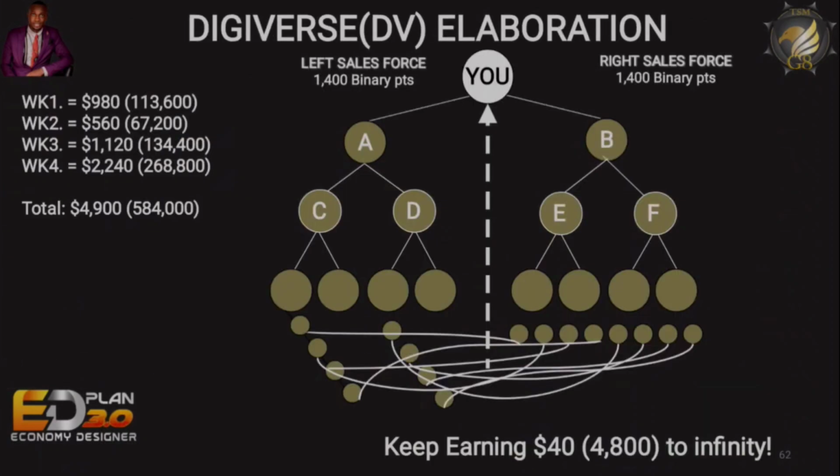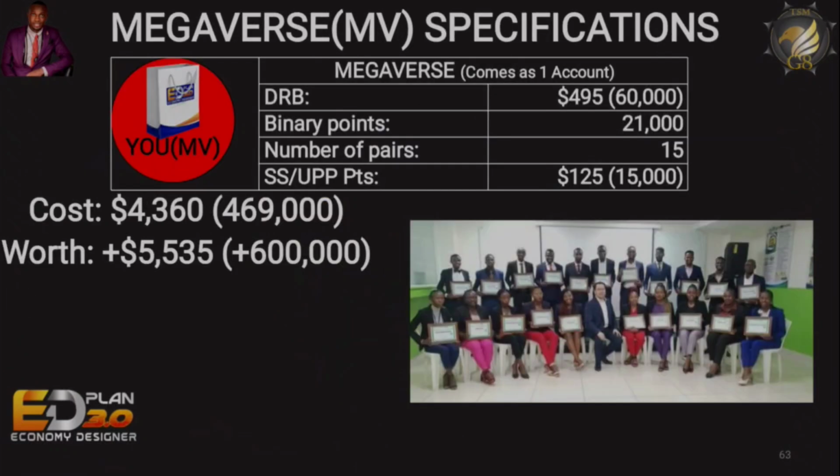Now, if you get started with the business and you have a Digiverse and you start connecting individuals who have Digiverse accounts, this is what you're going to earn. In your first week, you're going to earn $980. In your second week, $560. In your third week, $1,120. In your fourth week, $2,240. By the end of your first 4 weeks, using the same strategy, using the same pattern, you will have already created $4,900.